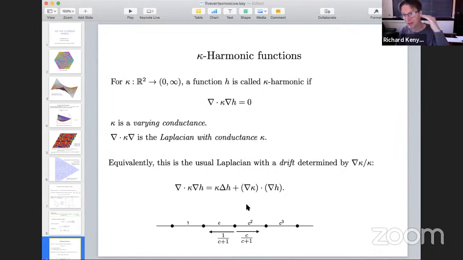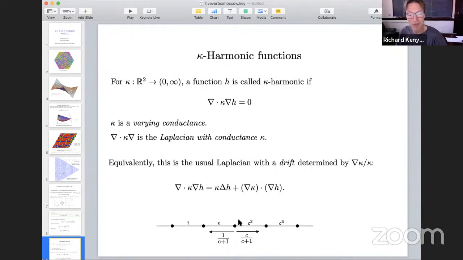An even more concrete example: suppose we just have the integer lattice and we connect adjacent vertices with an edge which has a conductance that is a geometrically growing function of position. Like the conductance on this edge is one, then c squared, and so on. Let's take a random walk with these conductances. If I start at this vertex, the probability of going to the right versus going to the left is proportional to c squared going to the right and c going to the left, which means that if c is bigger than one, the random walk has a slight preference of going to the right, a constant drift.